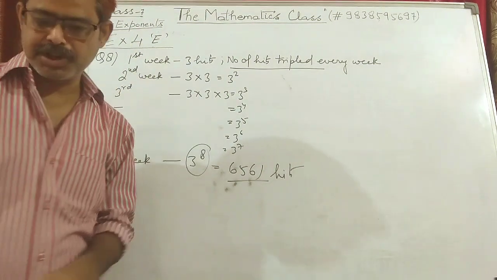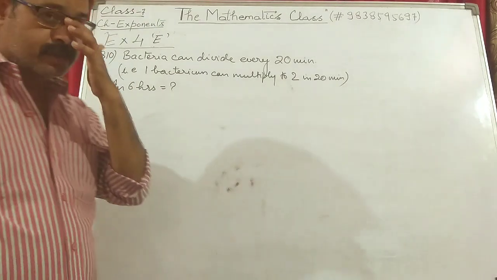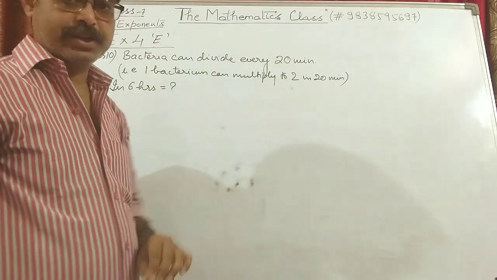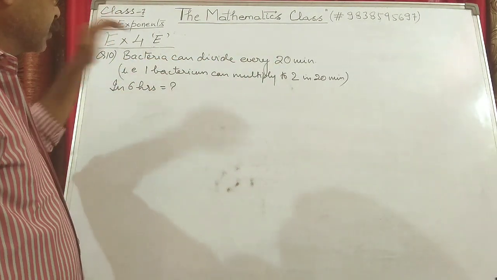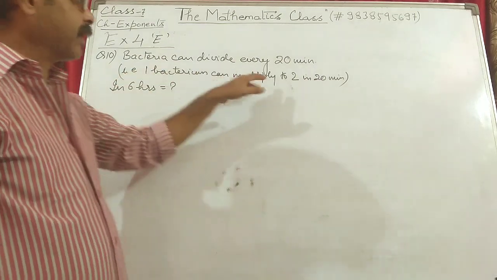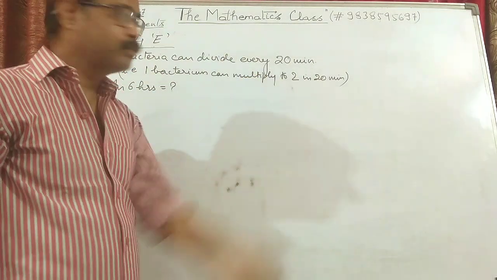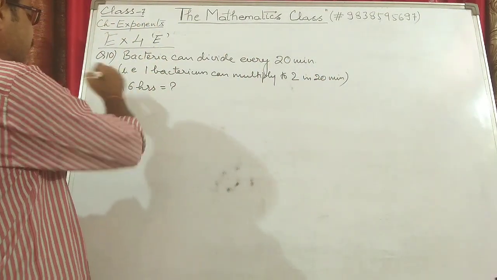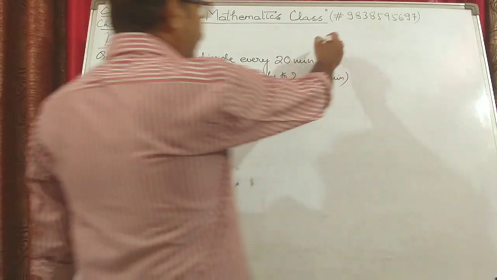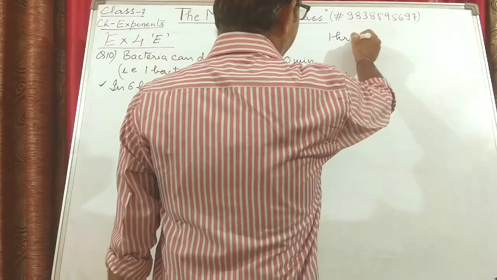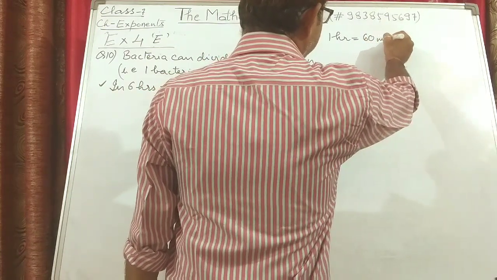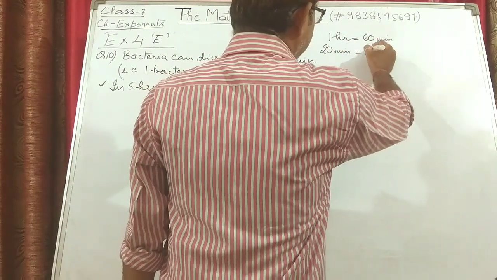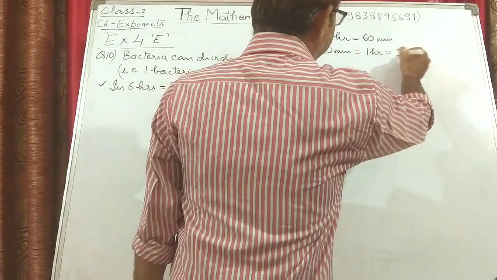Now we move on to the last question. Now question number 10. This is purely based on concept. They say bacteria can divide every 20 minutes. That is, the meaning of this statement is that one bacteria can multiply to 2 or can become 2 in 20 minutes. You have to find the number of bacteria in 6 hours. Now in 1 hour, 1 hour is equal to how many minutes? 60 minutes. So how many 20 minute slots are there in 1 hour? That is 3 slots.